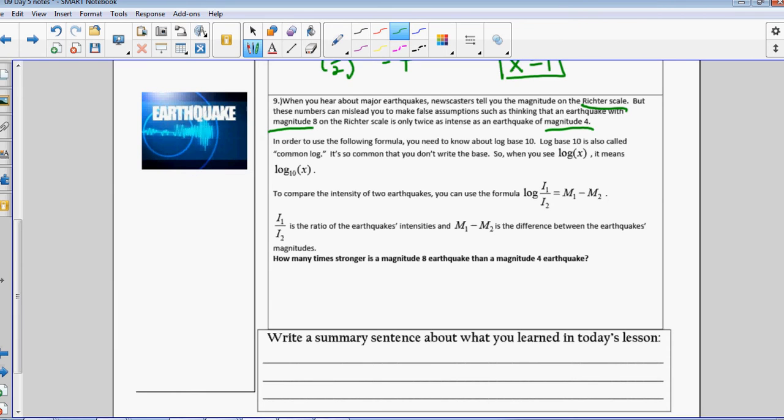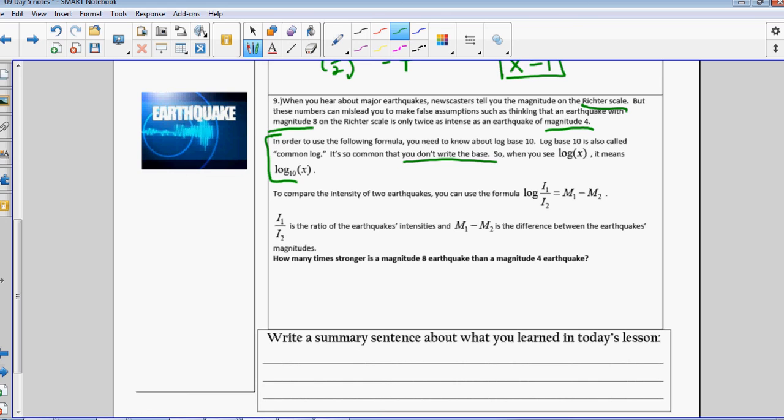In order to use the following formula, you have to know about log base 10. So some of you have heard about log base 10 so far, and some of you haven't. But log base 10 is called the common log. And it's so common that you don't write the base. And so when you see log x, that means log base 10 of x. And they use this logarithm in the formula.